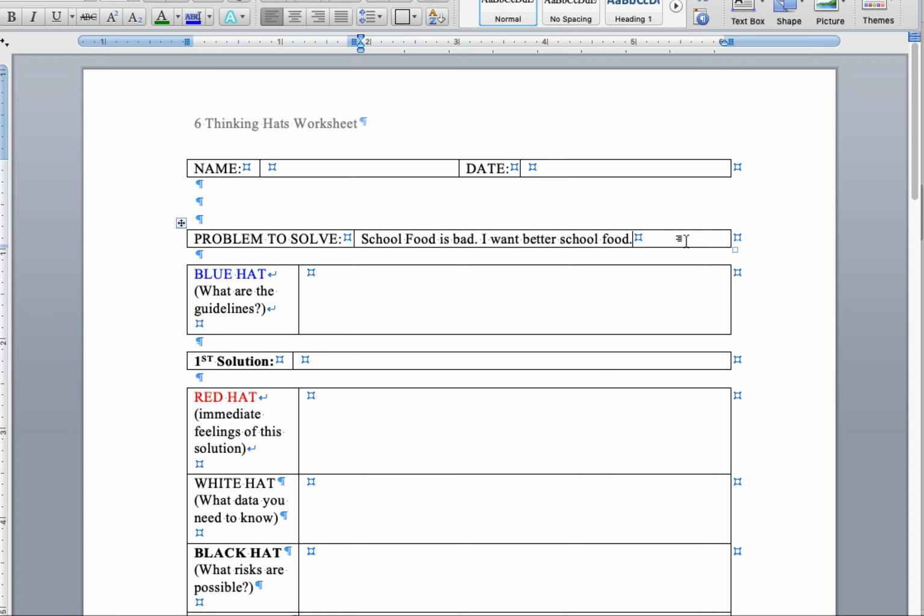Now obviously you are not using this example because it's in the video. You're going to have to come up with your own thing that you want to solve. It doesn't have to be world peace. It doesn't have to be anything big. It can be something small, just something you would like to have fixed.